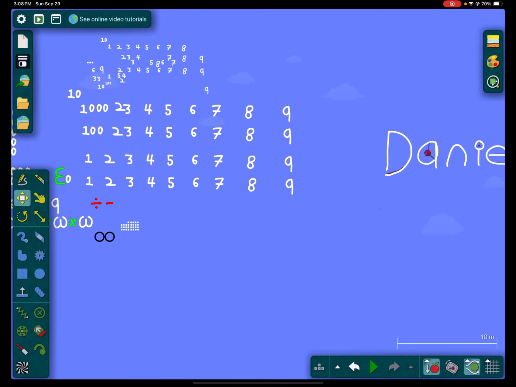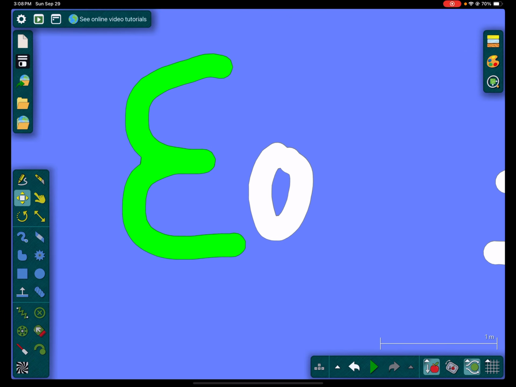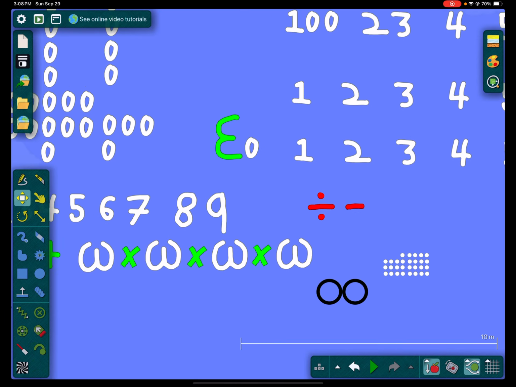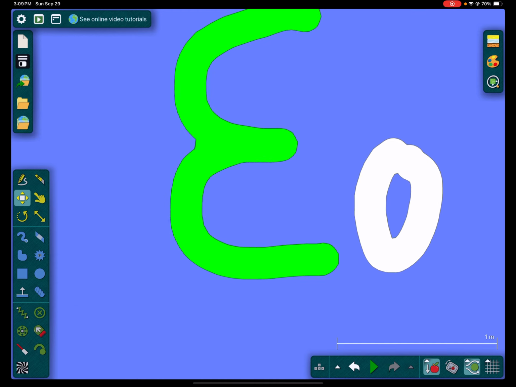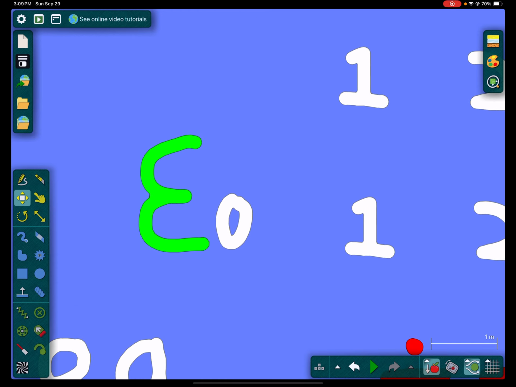And yes, if you want to know what this is, it's the Greek letter. It's the same as this. This is the 5th letter of the Greek alphabet.